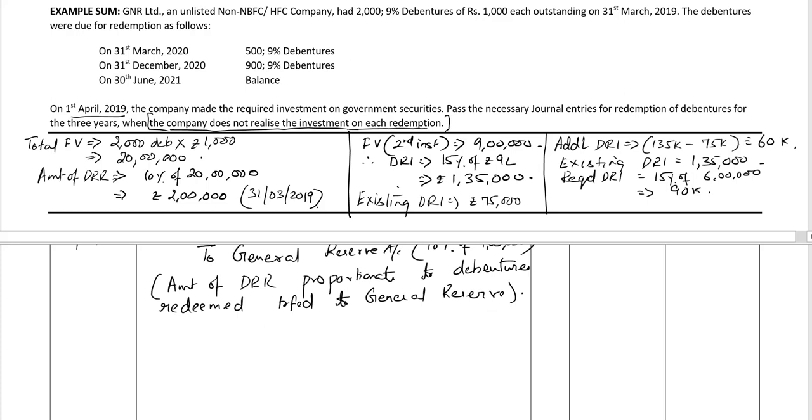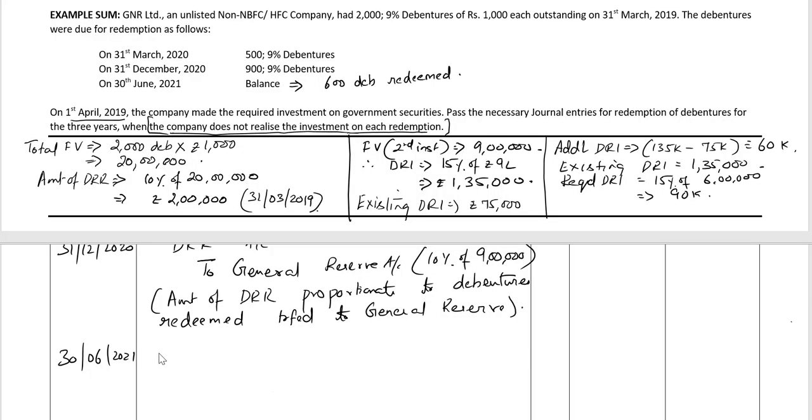We'll move on to the entries for the redemption of the last installment. 600 debentures are redeemed. There is existing amount in DRI, so no creation is required. So we'll move on to the date of the redemption, which is 30/6/2021.